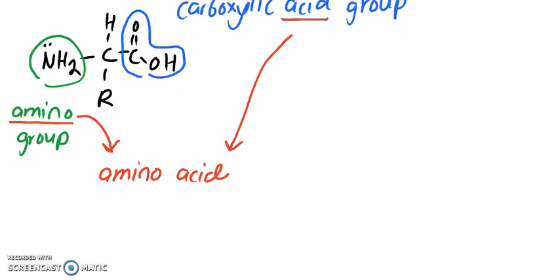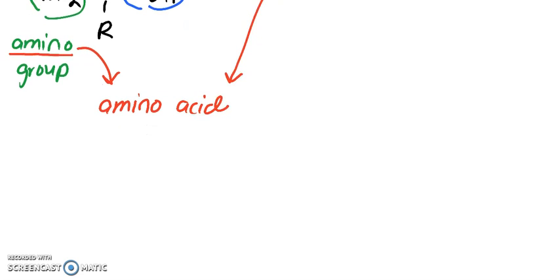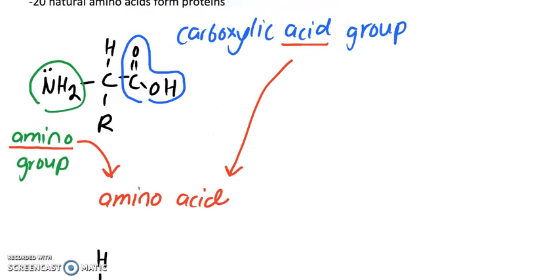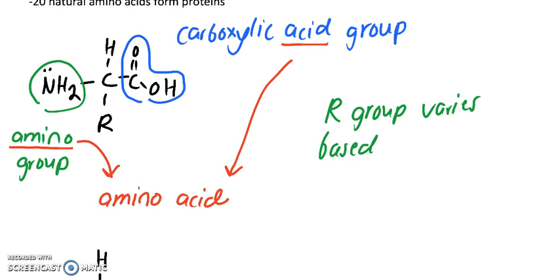So let's draw the reaction of combining these amino acids. Okay, so let me, oh, I forgot to mention the R here. This depends on what amino acid you are. It changes depending on what the amino acid is. So the R group varies based on what amino acid you are.